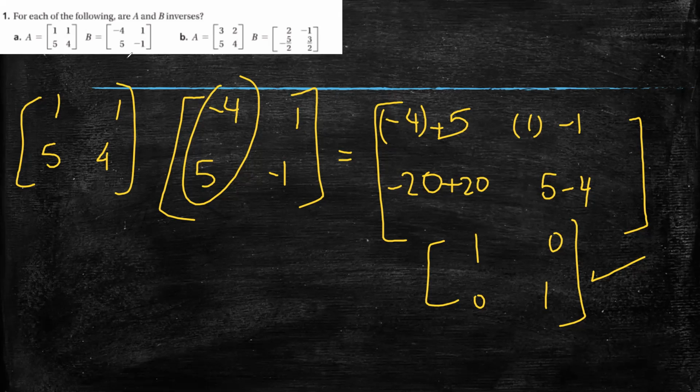Now let's multiply B times A. Peter, don't erase it, just a minute. Okay. Now B times A.